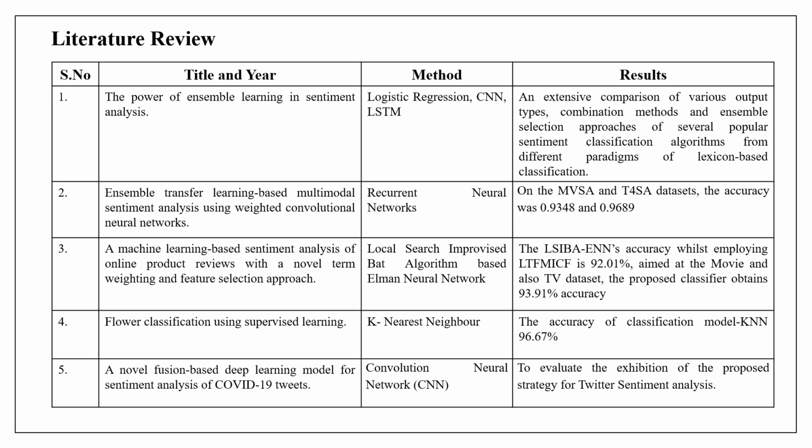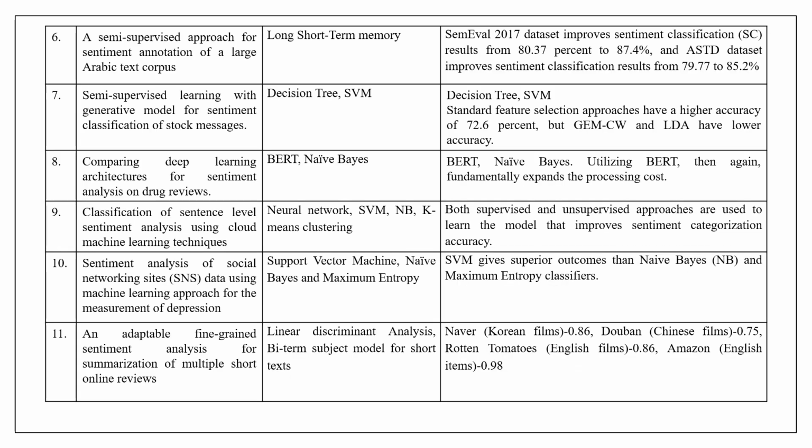The next one is flower classification using supervised learning, and this uses a method of KNN, K nearest neighbor. It gives an accuracy of classification model KNN of 96.67%. A novel fusion-based deep learning model for sentiment analysis of COVID-19 tweets uses a method of CNN, convolution neural network, and this evaluates the exhibition of the proposed strategy for Twitter sentiment analysis. And these are all the other literature review I have used in this paper.